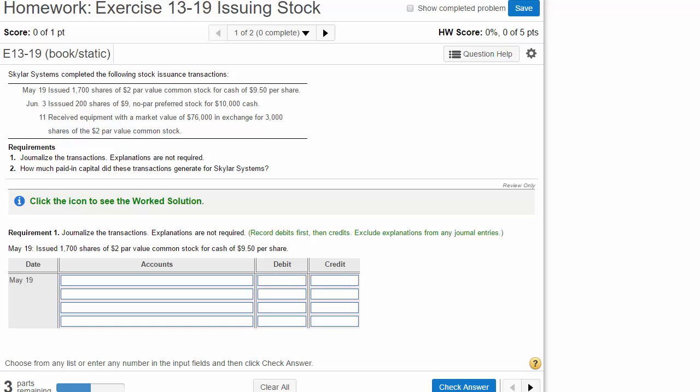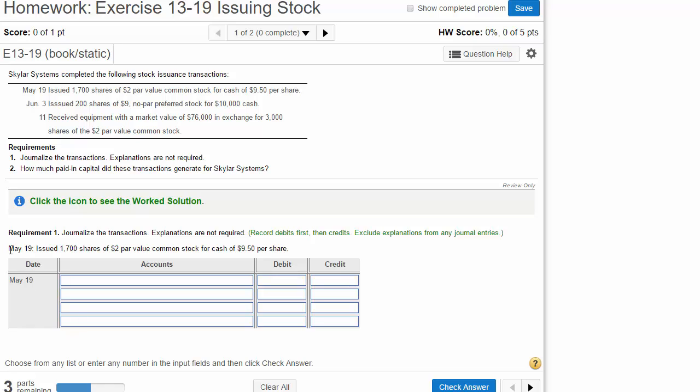Exercise 1319, Issuing Stock. Skylar Systems completed the following stock issuance transactions. So in May, we're going to issue some common stock. In June, we're going to issue some preferred stock. And then later in June, we're going to receive equipment. And instead of paying for it with cash, we're going to give them stock.